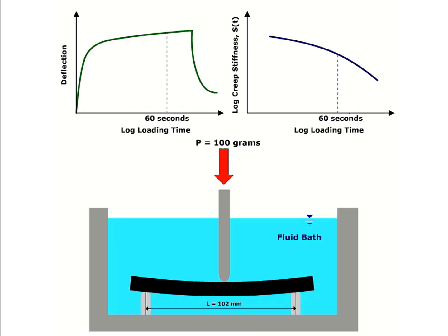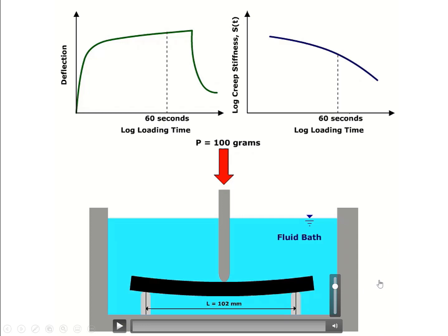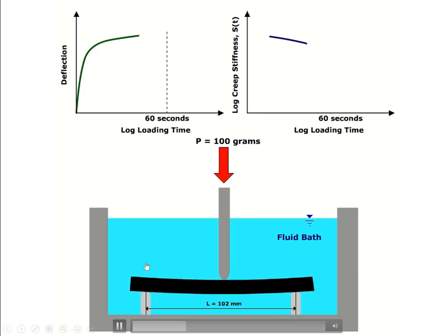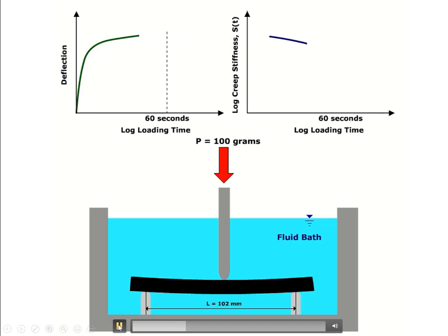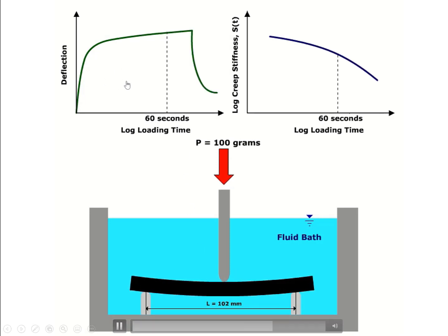The basic BBR test uses a small asphalt beam that is simply supported, and then the beam is immersed in a cold liquid bath, and a load is applied to the center of the beam, and the deflection is measured against time. And the stiffness is calculated based on the measured deflection, and also how the asphalt binder relaxes the load-induced stress is also measured.